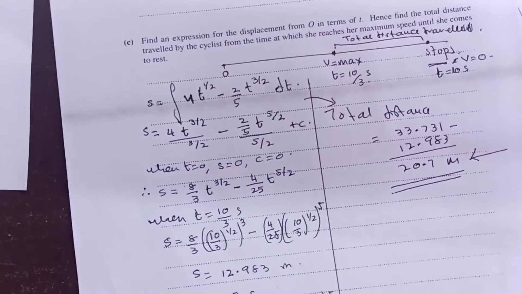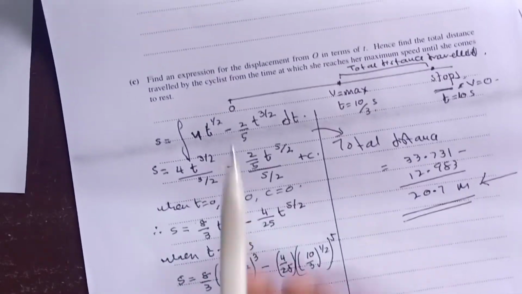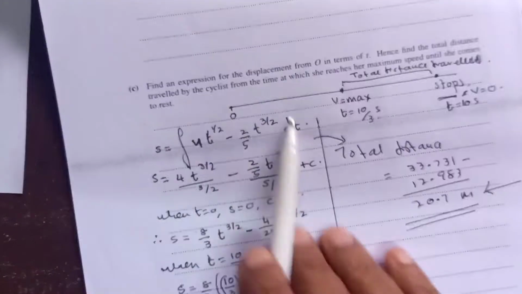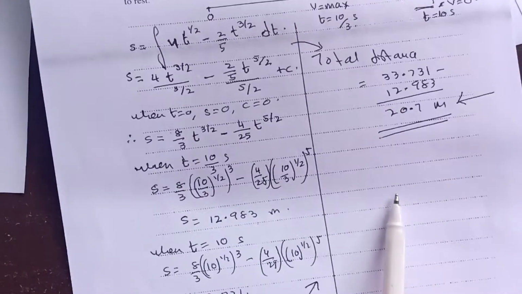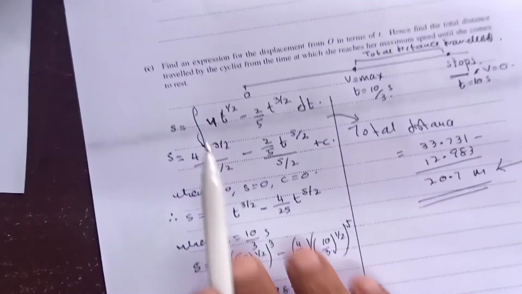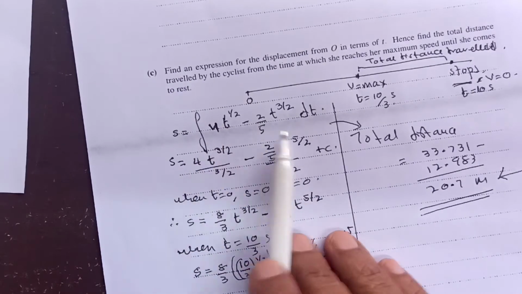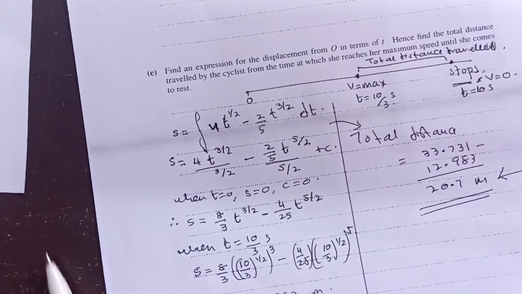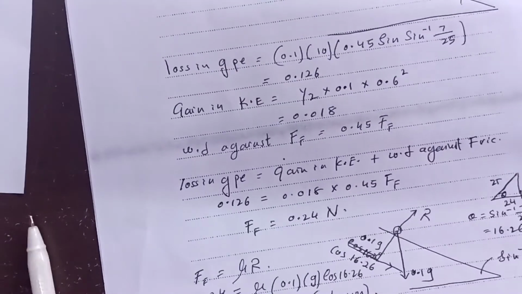Okay, what is most important here? If you don't know this expression, you won't be able to continue this question. You should know that for displacement, the distance traveled, you have to integrate velocity. Okay, right. Now we continue with number 7.